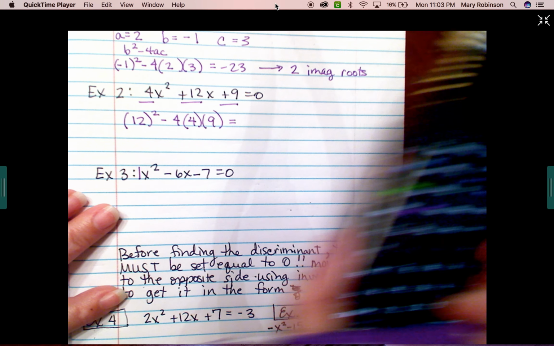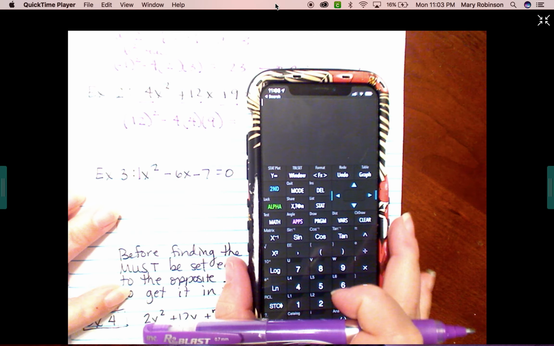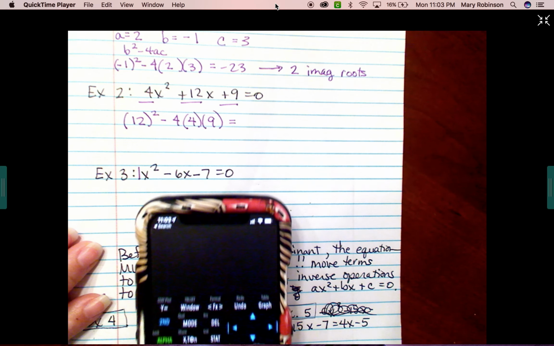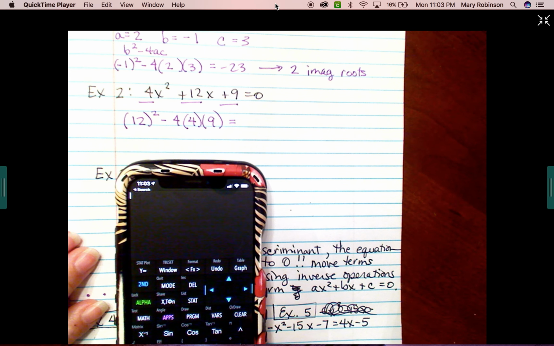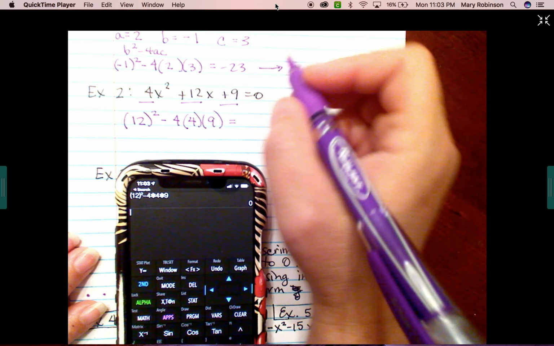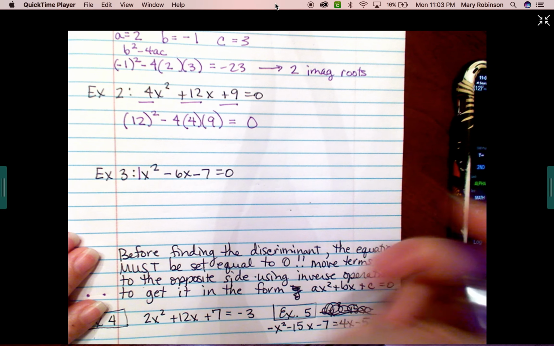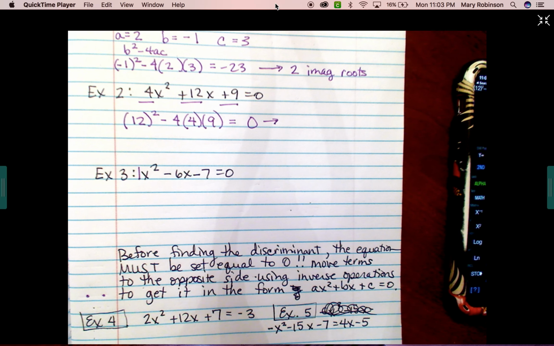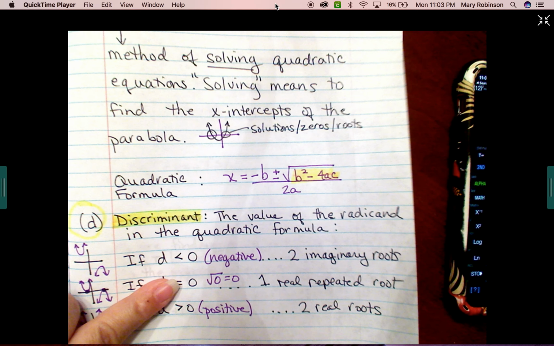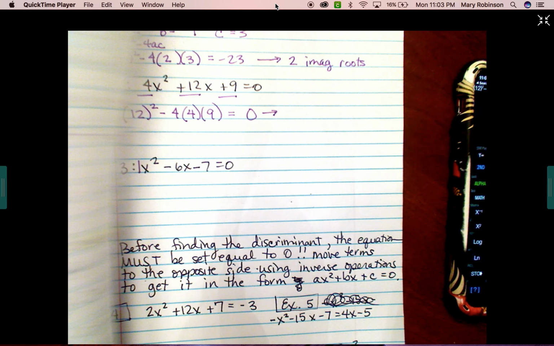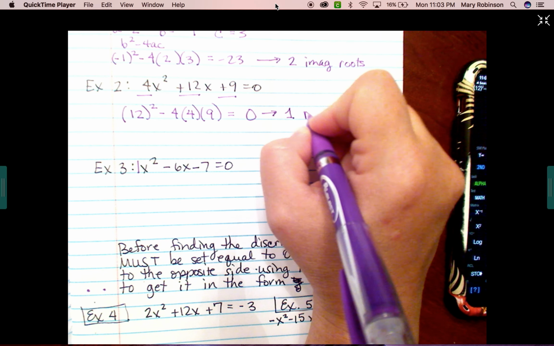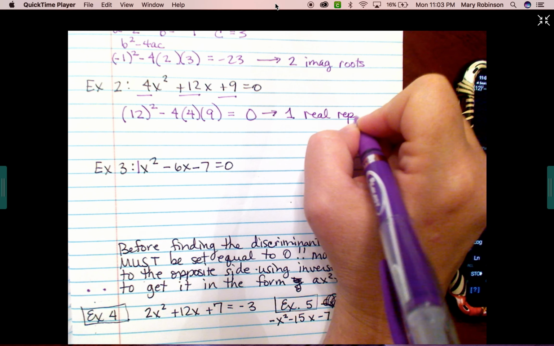And I'm just going to go right to my calculator, clear out my former problem, and do that. Sorry, I know it's turning bright when I do that. I'm hoping y'all can see that okay. So parentheses 12, close parentheses, squared, minus 4 times 4 times 9. That's it. That's all I'm asking you to do today. So equals 0. So what does it mean when our discriminant comes out to equal 0? It means we're going to have 1 real repeated root.